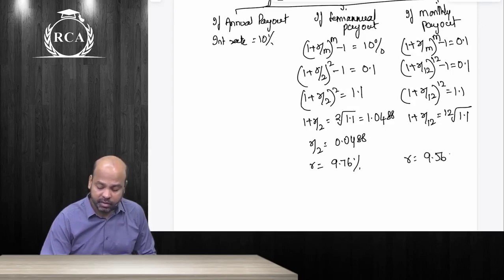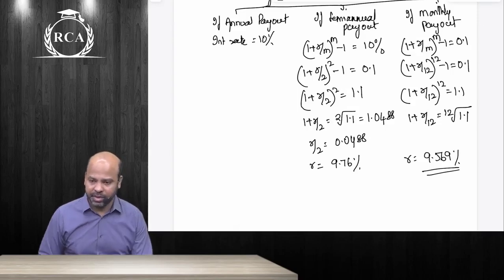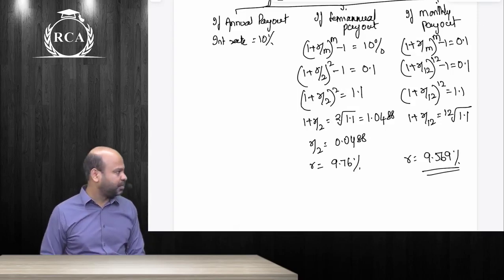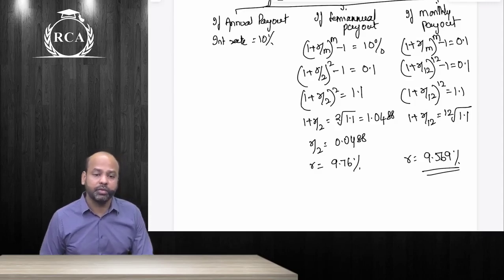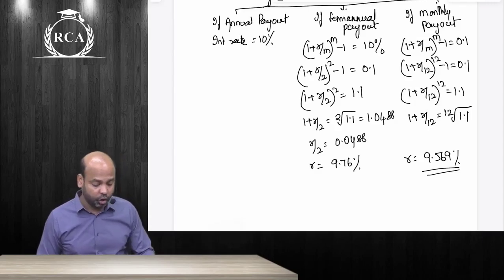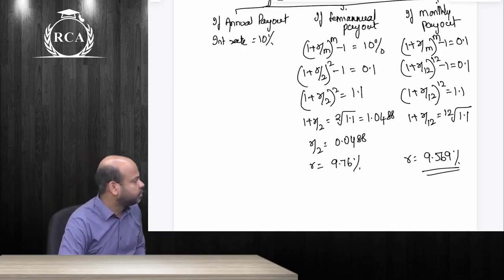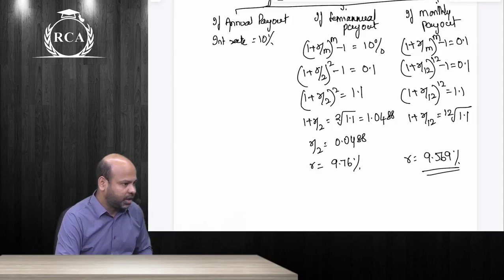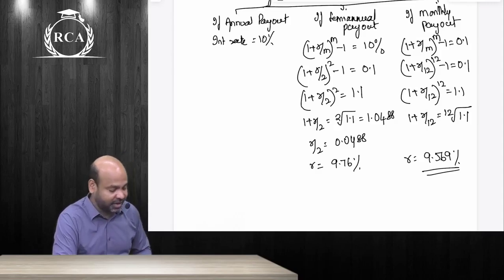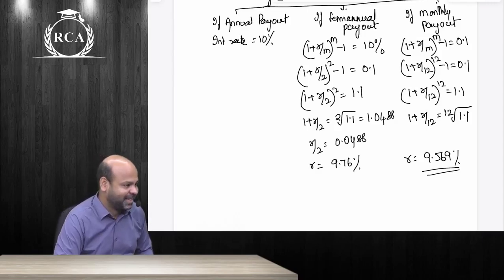You will get approximately 9.569%. This will be the coupon rate to be offered, so that you maintain a monthly payout and an effective yield of 10%. Payout, guys, will be 9.569%. क्या हुआ निमित?